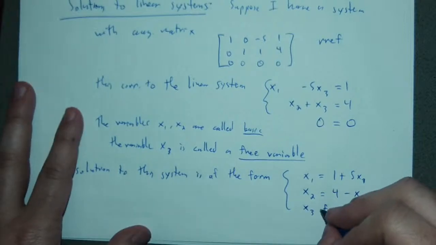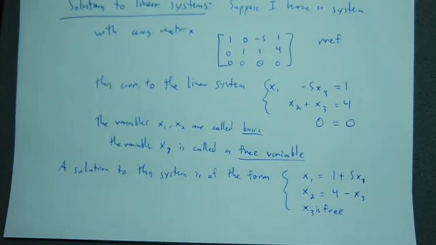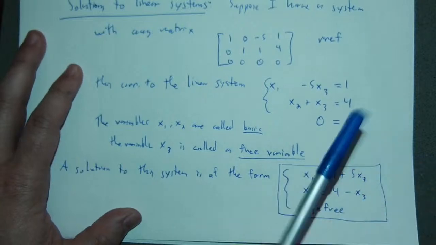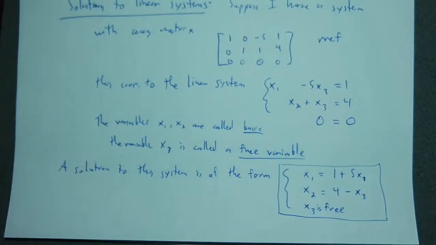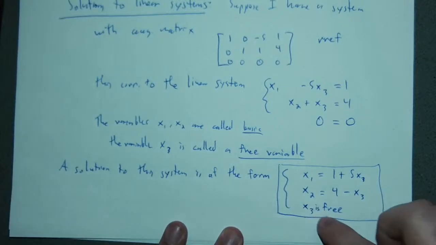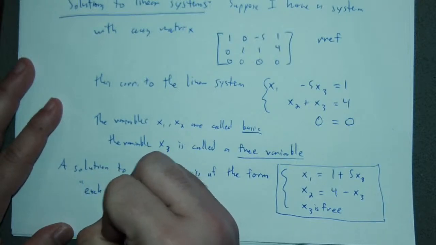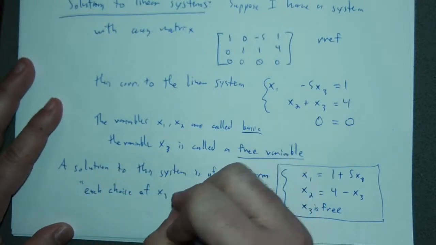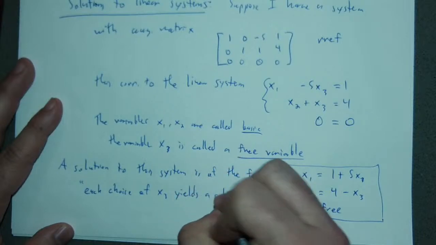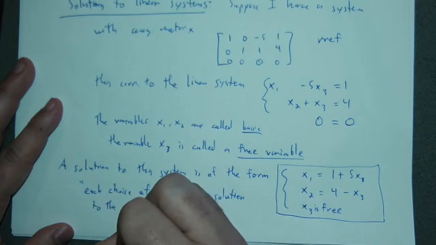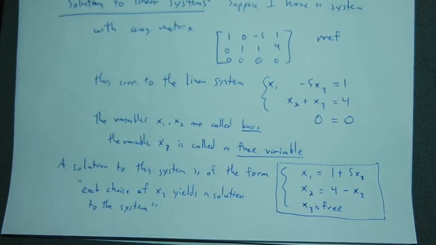You can write that in if you don't like having nothing in there. So x sub 3 is free. This is the solution to this linear system. Okay, so what do I mean by this? What I mean by this is each choice of x sub 3 yields a different solution. So each choice of x sub 3 yields a solution to the system. And x sub 3 can be whatever you want it to be.